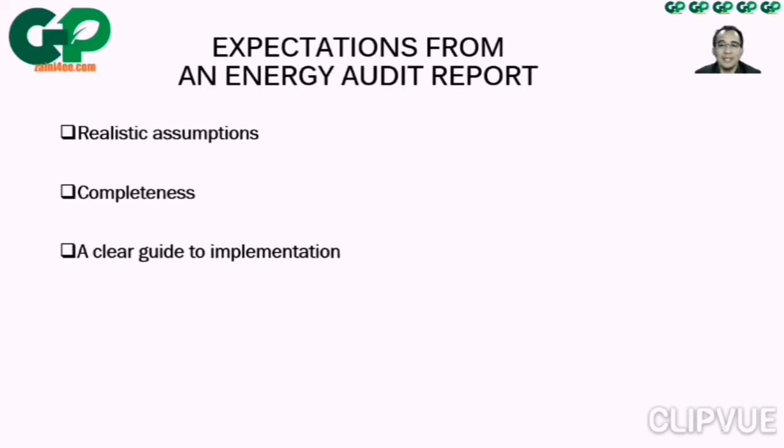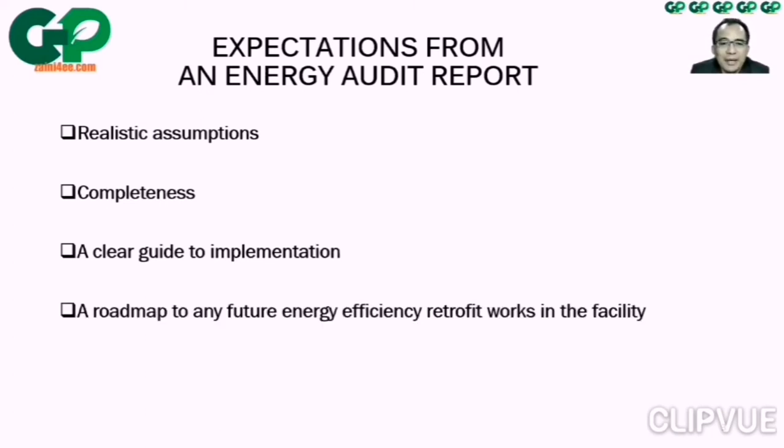And then a clear guide. The audit report should also provide a clear guide on how every measure identified in the report is to be implemented. And they must have some kind of roadmap, with any recommendations or suggestions for future energy efficiency retrofitting works in the facility.